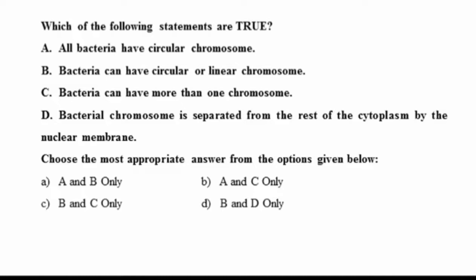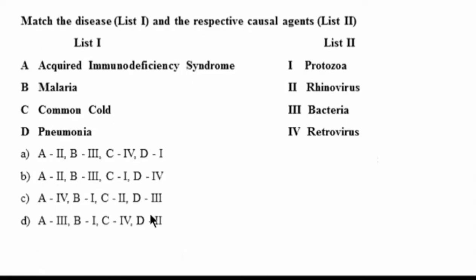And finally, no, bacterial chromosome is not separated from the rest of the cytoplasm by a nuclear membrane. So this particular statement is not correct. So the option number C, statement number B and C only is our correct answer to this question.